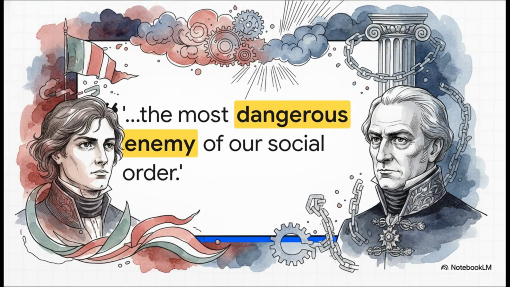Mazzini's relentless vision of a unified, democratic republic absolutely terrified the conservative elite. In fact, his actions were so effective and his ideology so compelling that the very architect of the Congress of Vienna, Austrian Chancellor Duke Metternich himself, labeled Mazzini as the most dangerous enemy of our social order. It was the ultimate clash of ideologies, the aristocratic desire for rigid preservation versus the explosive, youthful demand for national self-determination.